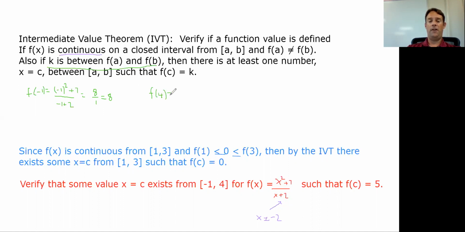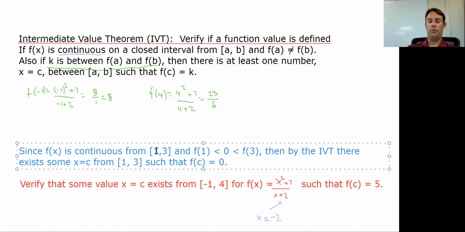Whenever you're asked to verify a function value, you're being asked to do the IVT. Right here, this is a big idea right here. You want to star this somewhere in your notes. Whenever you're asked to verify a function value, that is the IVT. Get back here in a second. There we are. 4 squared plus 7, and then we have 4 plus 2. And that would be 23 over 6. And that's just a little bit less than 4. So my IVT works.